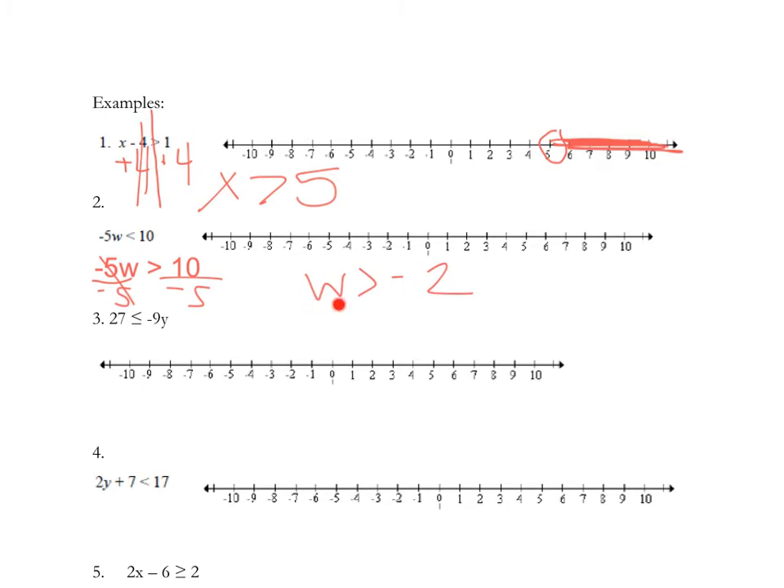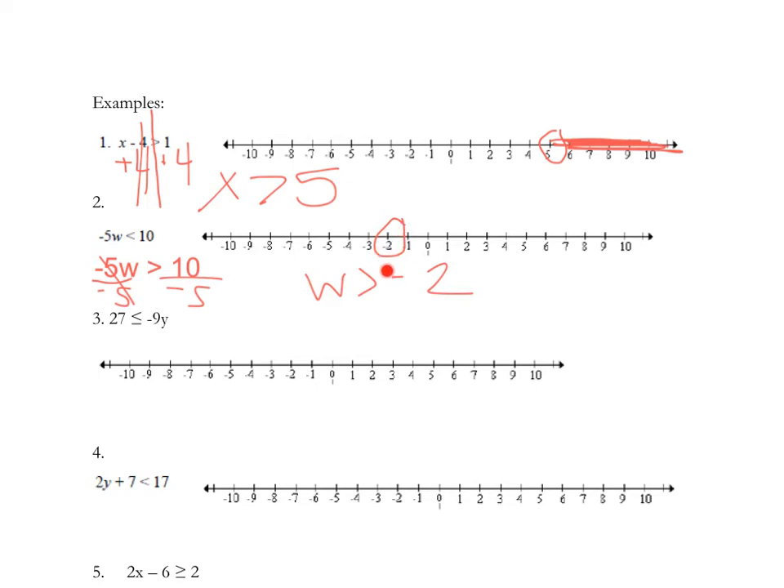Also, very important, you want your variable on the left side. So here it is, it's on the left side. So I'm going to graph it on my line graph. I put a circle on my -2, and my arrow is pointing to the right, so I'm going to shade everything to the right. And remember, we need to leave our circle open.